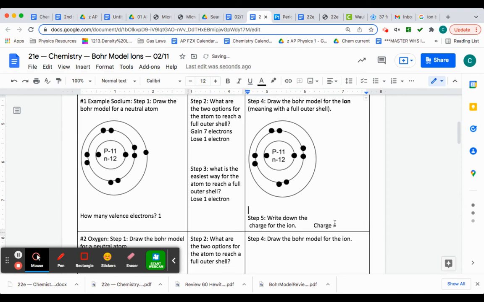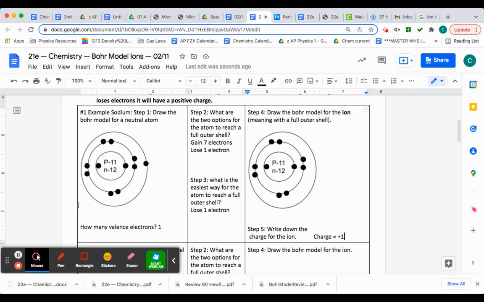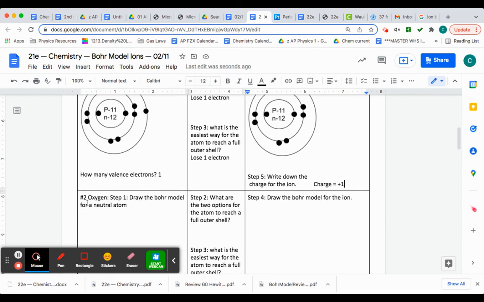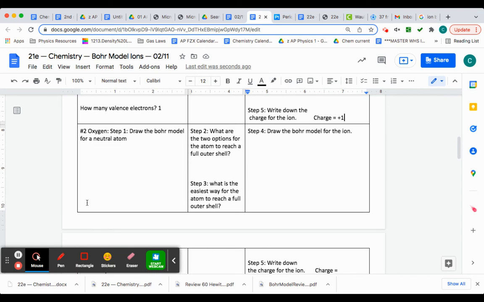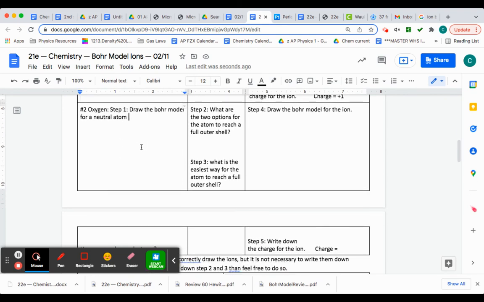So now I need to write down the charge. Notice I lost 1 electron. So I still have 11 protons. That's 11 positives, but now I only have 10 negatives. So the charge is going to be a plus 1 charge because you have 1 extra positive. And that is how you do that. If you're understanding it and you want to do the second one by yourself, you don't need me. You can just check it at the end. Totally fine. I am going to do this one.